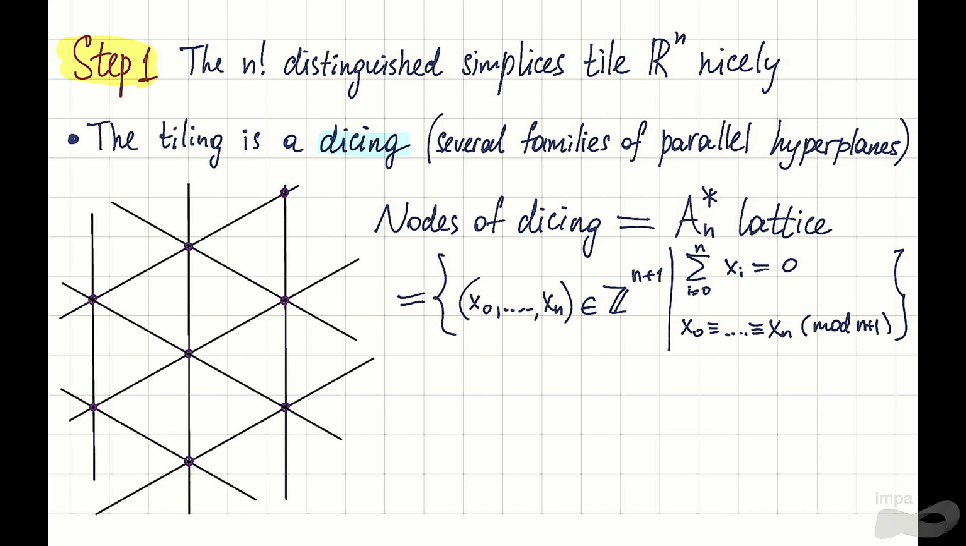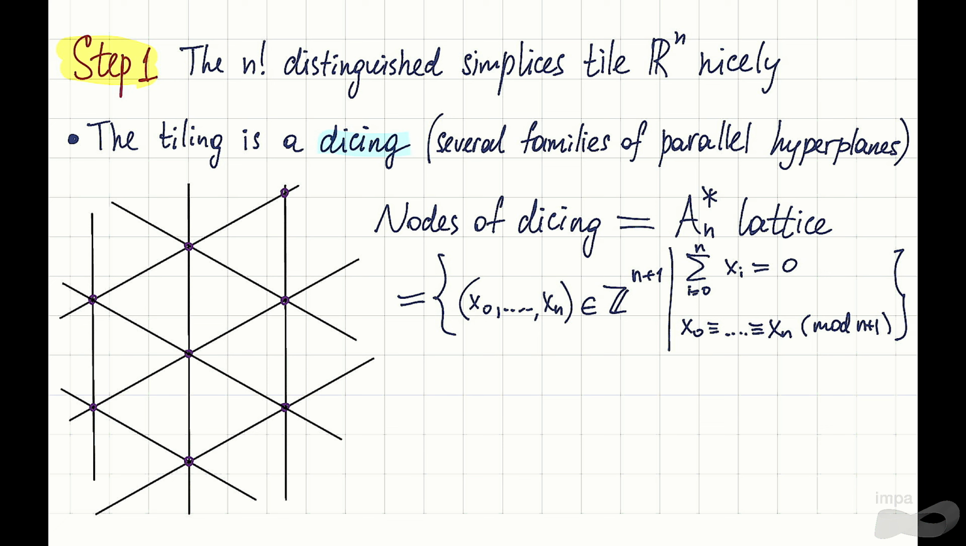But in this particular case, the bottom line is that the same argument works. First of all, I can repeat the first step: it just happens that all those n factorial simplices tile the n-dimensional space nicely. Moreover, this tiling is a so-called dicing, which means that it's formed by several families of parallel hyperplanes. It's a very specific subclass of tilings. And the nodes of this dicing form the famous A_n star lattice.